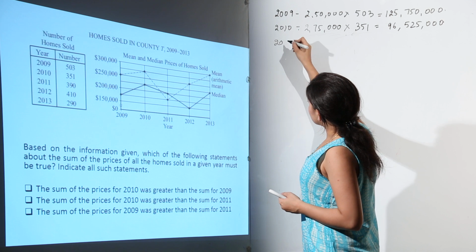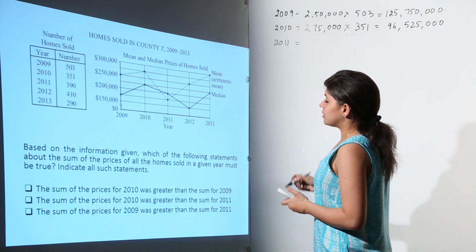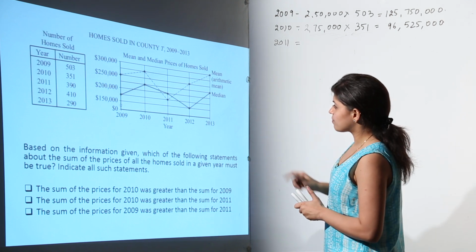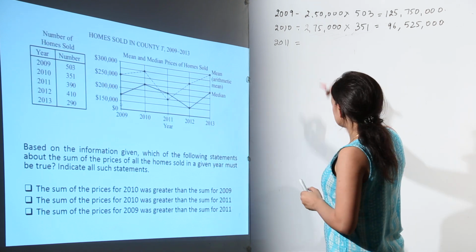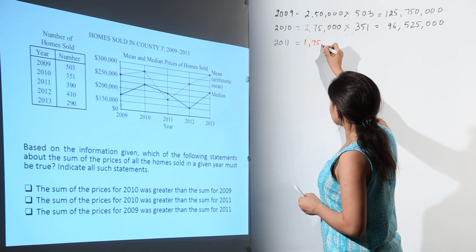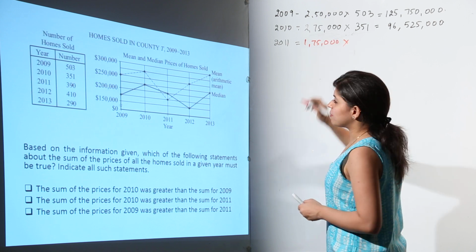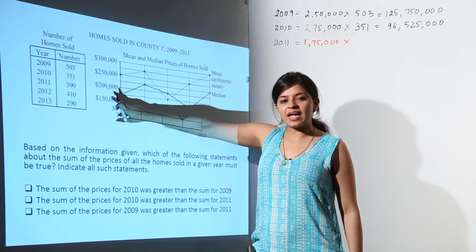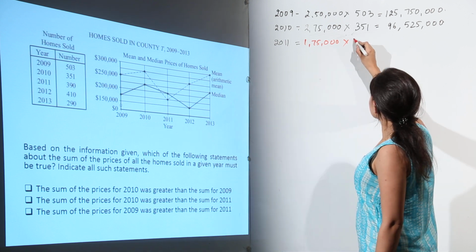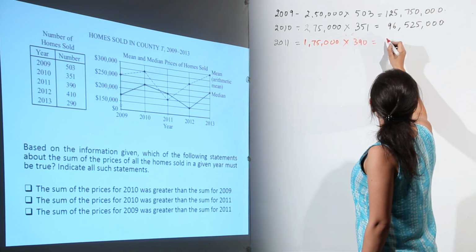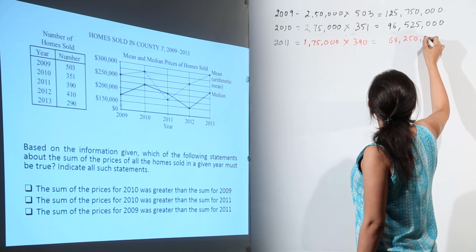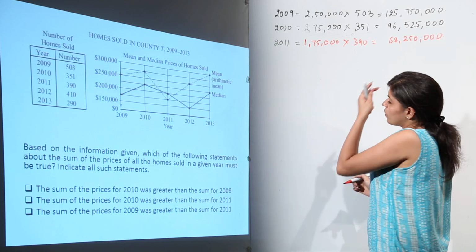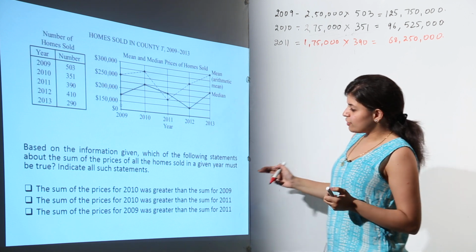Now in 2011, the mean is 1,75,000. We will multiply it by the number of houses in 2011, that is 390. What we will get is 68,250,000. Okay. So now let's see the first option.